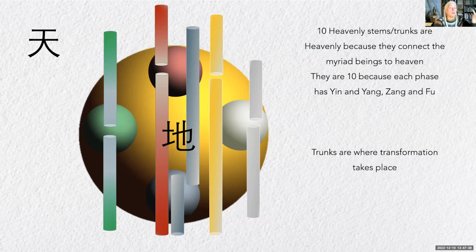So here's just another way to picture it, that there are these trunks. And here we have earth with the wuxing, and these trunks are connected to earth. And there's a yin aspect and a yang aspect of each of the trunks.